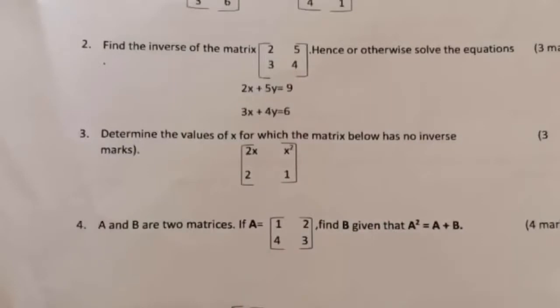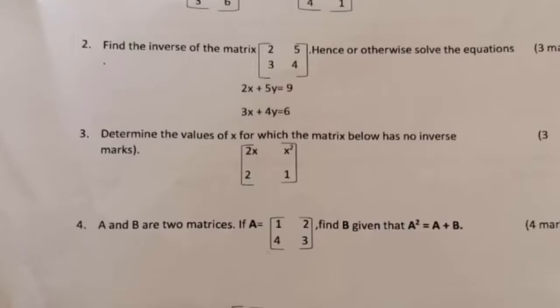Any matrix without an inverse, the determinant of that matrix is equated to 0. Therefore, just get the determinant of this matrix, which is 2x times 1 minus 2 times x. So this is 2x minus 2x squared equals to 0. Therefore, from here, just factor, a common factor here is 2x. 2x goes into 2x, 1, minus, factor out 2x, minus 2x goes here, x, which is equal to 0.